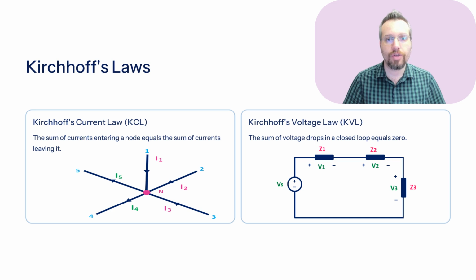On the other hand, Kirchhoff's voltage law says the sum of voltage drops in a closed loop equals zero. This comes from conservation of energy. If you walk around any closed path in the circuit and return to the same point, the total energy gain and loss must cancel. Voltage drops across resistors, rises across sources. When you sum them all, you return to the same potential.